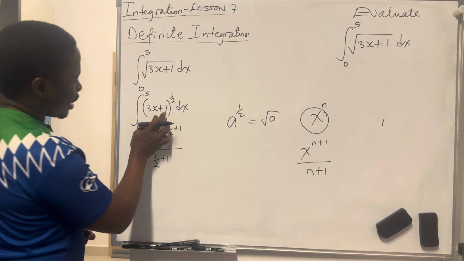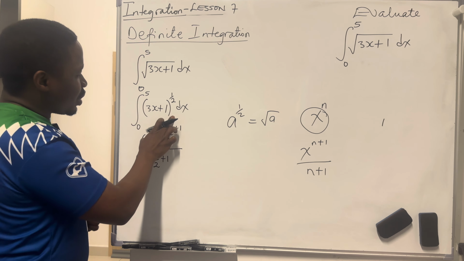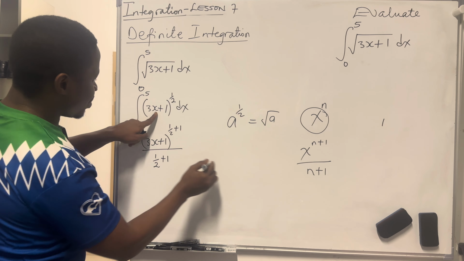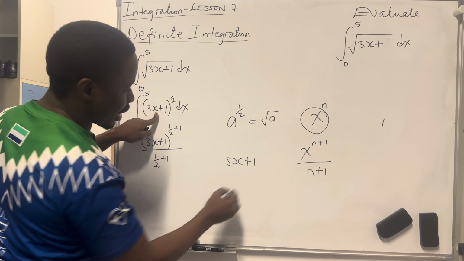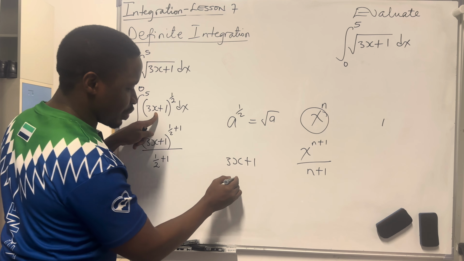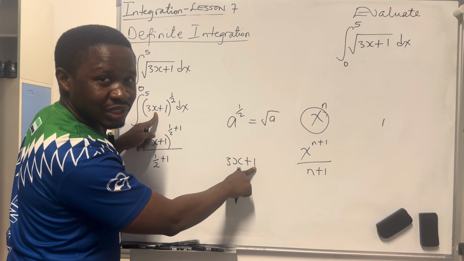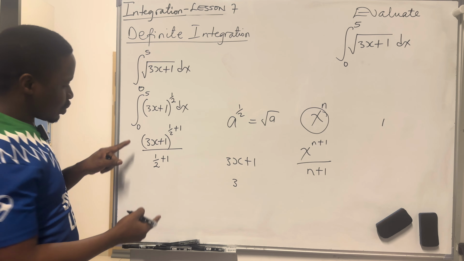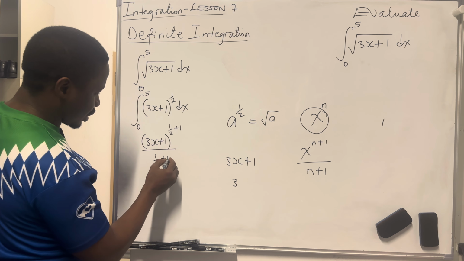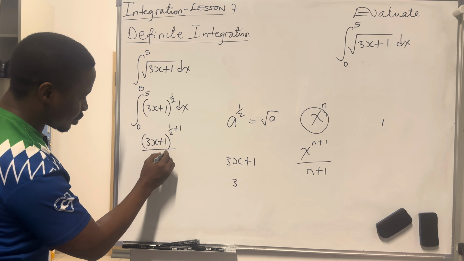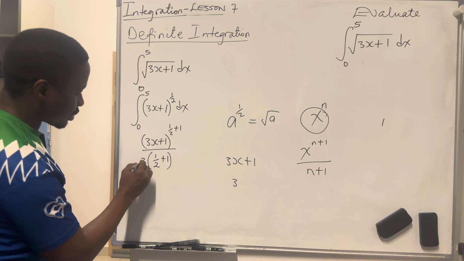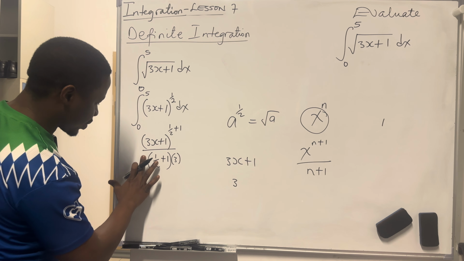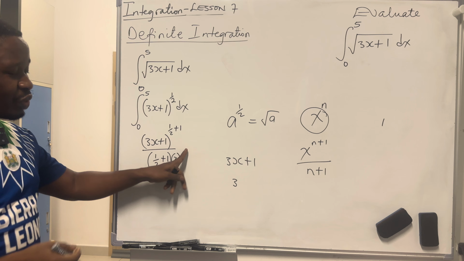But here, the base is not just x. If we differentiate the base, it will not give us 1, so we cannot stop here. The base is 3x plus 1. If you differentiate 3x, we get 3. If you differentiate the constant, we get 0. So if we differentiate this, we get 3. So this one we have to say times 3. If you want, you can do it here, no problem. Also correct.